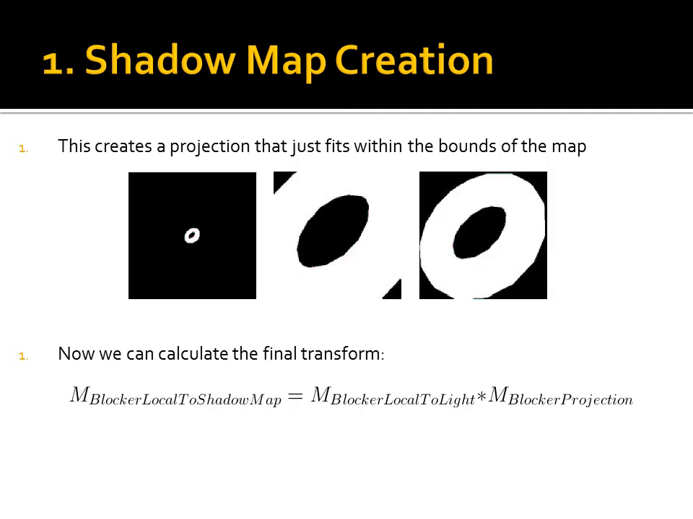Here's a visual representation of that perspective. What you don't want is either this scenario or this scenario. So that perspective projection gives you a perfect view of the object, and then you can apply these transforms. You do the blocker to light transform times the blocker projection transform, and that gives you one final transform that you can pre-compute. All this stuff can be pre-computed, and then you're just left with this. This is all you really need to store.